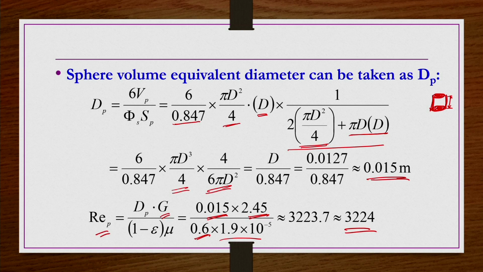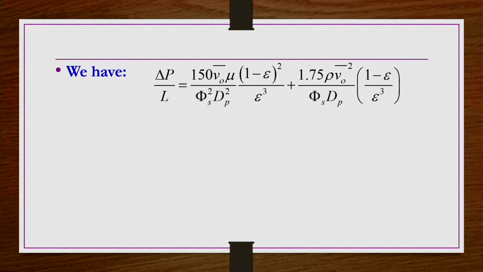Once this Reynolds number is known, you can use the equation F is equal to 150 by REP plus 1.75, find out F, and from there you can find out delta P, or directly you can use the delta P equation in the Ergun equation form. Either way you can do it. Since in the previous two problems we did it in terms of friction factors, here we try to do the same thing directly using the Ergun equation, to have practice in a different way. So, this is the Ergun equation.